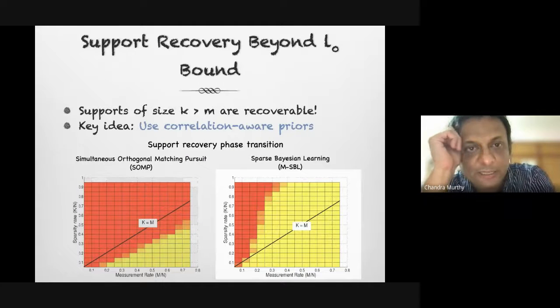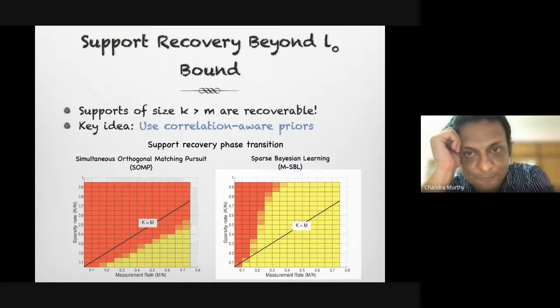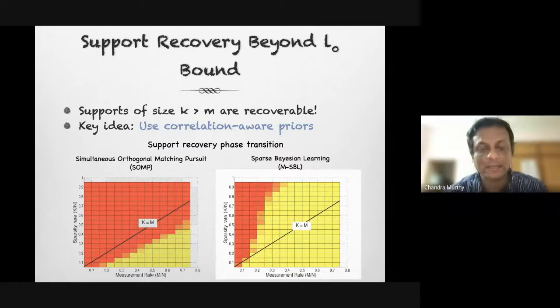Now, if you look at the support recovery performance of this MSBL algorithm, which is an extension of the sparse Bayesian learning algorithm to this joint sparse recovery framework, and you also look at the similar performance of another well-known algorithm for joint sparse recovery known as simultaneous orthogonal matching pursuit, you get these two pictures here. Now, I'll walk you through this picture.